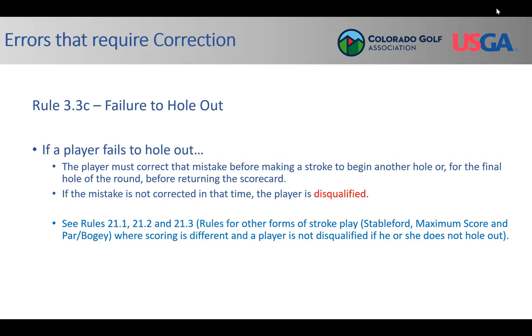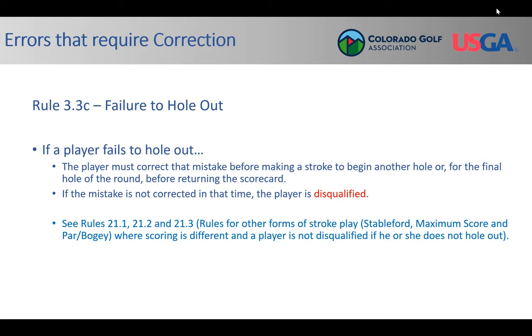So when we have this failure to hole out where we don't have a score and the player is getting disqualified, we're talking about that individual form of stroke play. You'll notice on this rule as well that the disqualification is the only penalty applying here. This isn't a one-stroke penalty rule. This isn't a general penalty rule. This is only a disqualification penalty.